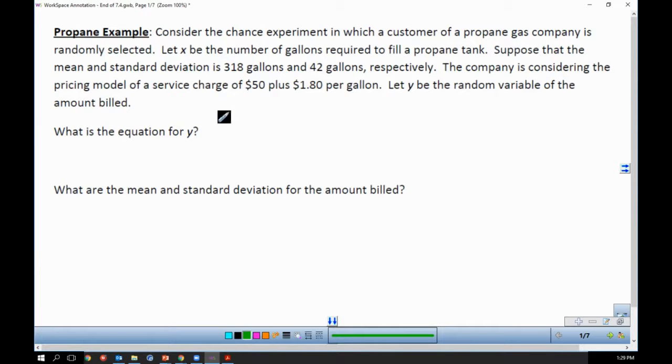X is the number of gallons, so the mean of X is 318. Standard deviation of X is 42. And these are both gallons.